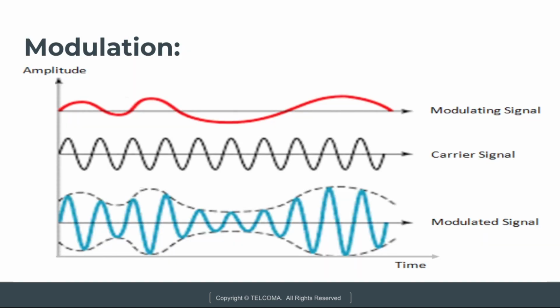This diagram shows the modulating signal, or the message signal, and this one is the carrier signal. These signals are modulated together to form this modulated signal. Here you can see that the carrier wave amplitude is varying in accordance with the modulating signal, that is the message signal.